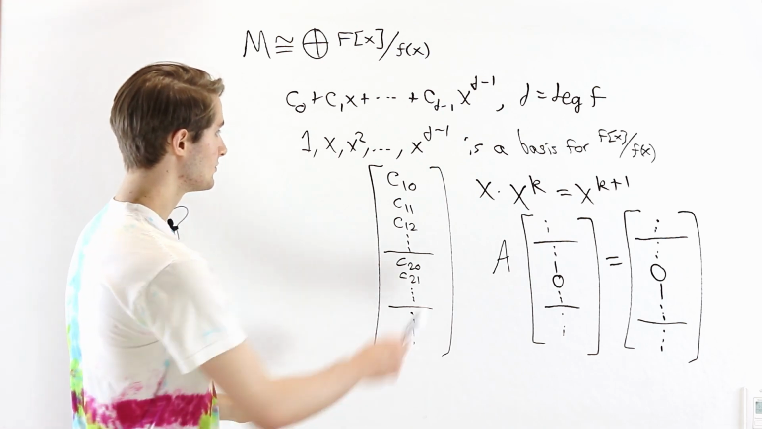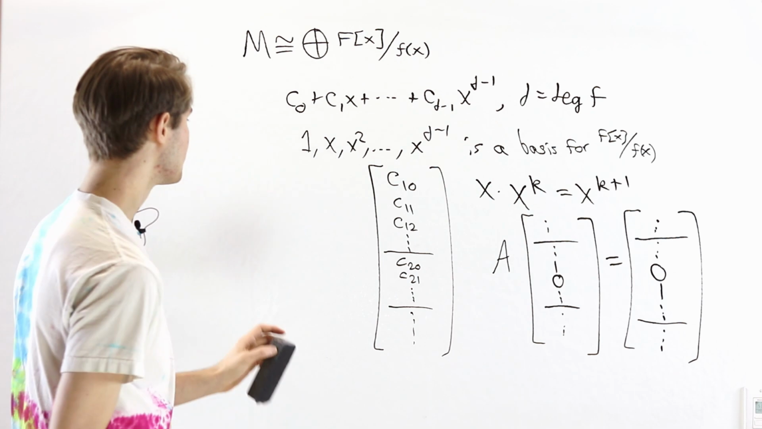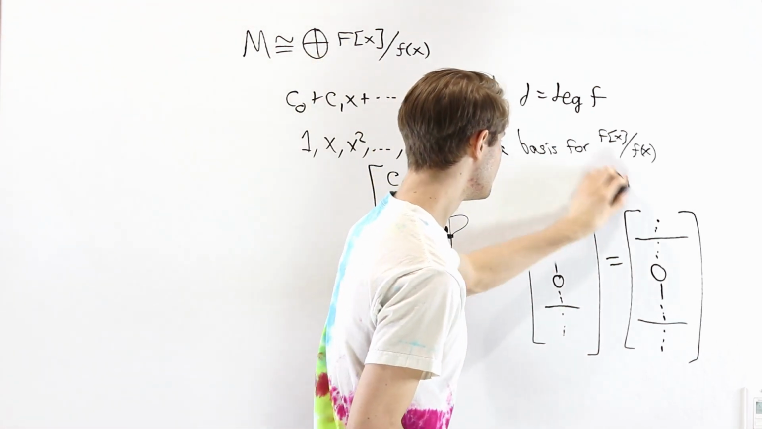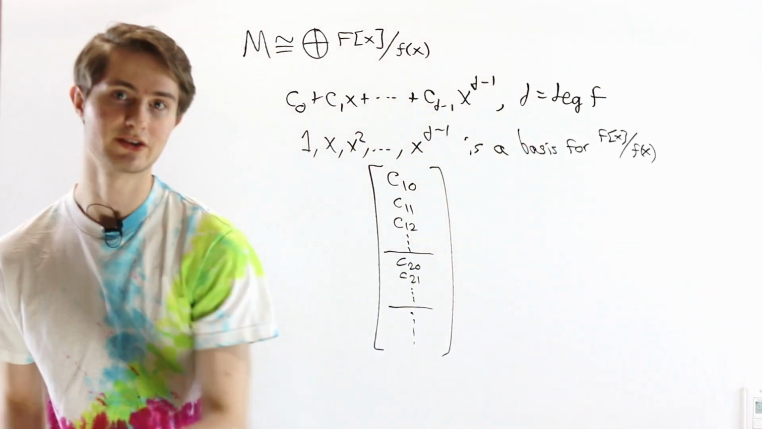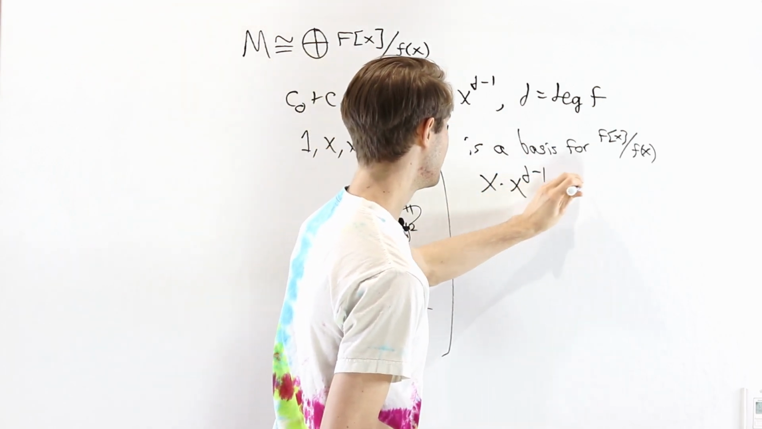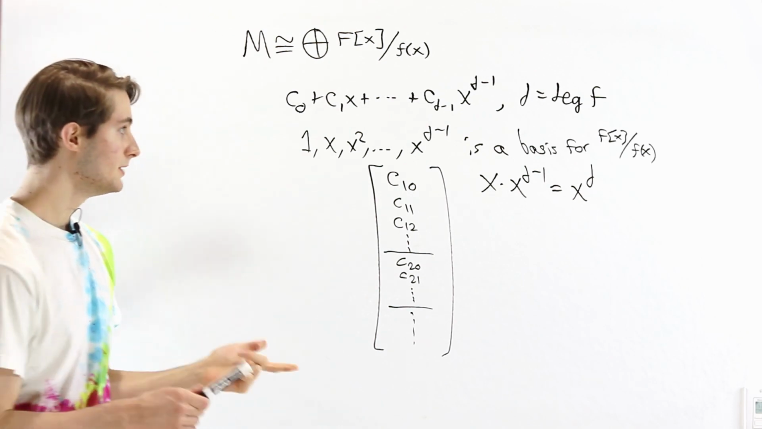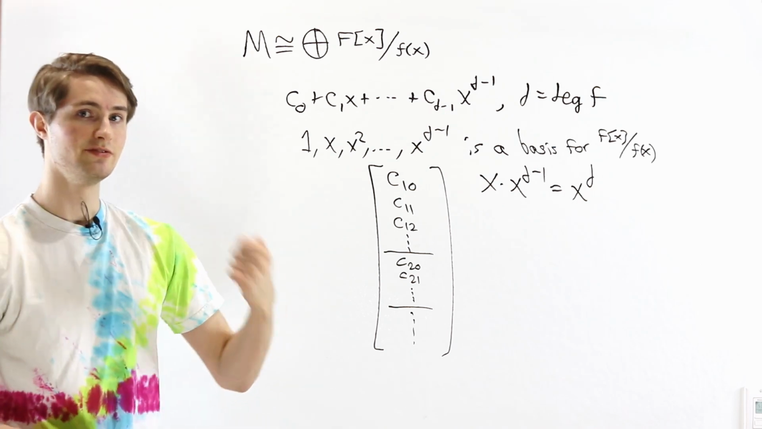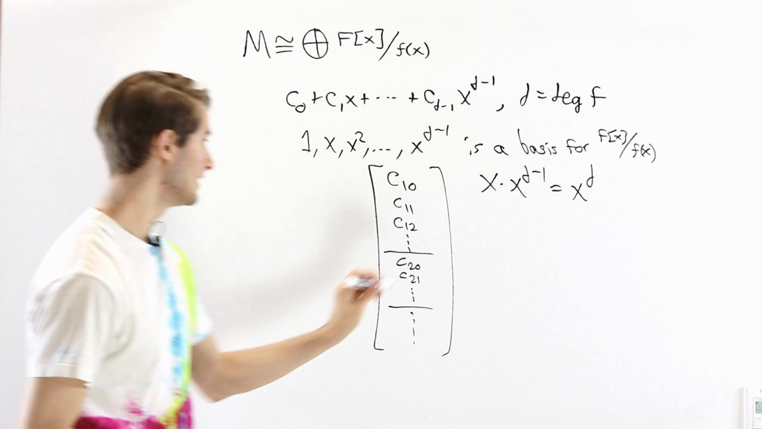The only case where it doesn't work is x to the d minus 1. Because what exactly happens in that case? Well, in that case, we're going to have the same thing, x times x to the k equals x to the k plus 1. But when we do that, we're going to get x to the d. This is not one of our basis vectors. But remember, we can reduce x to the d using the fact that f of x is equal to 0 in this quotient. So let's take a look at that.